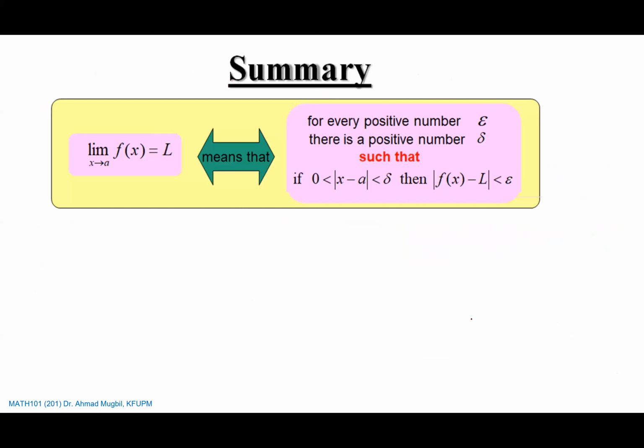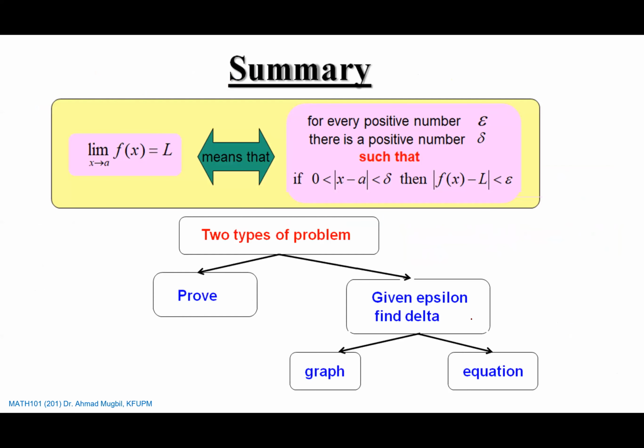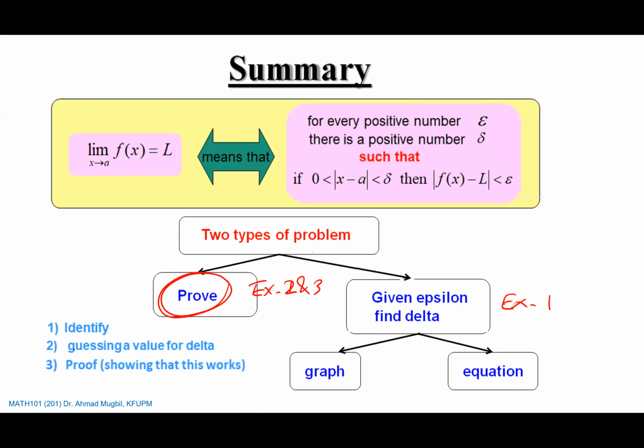Now, this is the summary of this section, shabab. We are done. The bottom line is you have two types of problems in this section. Either you get a proof, like example 1, example 2 and example 3, or you have a given epsilon, find delta, like example 1 and the other exercises. So if you have a proof, it is easy. Just identify, guess a value for delta and prove it at the end.